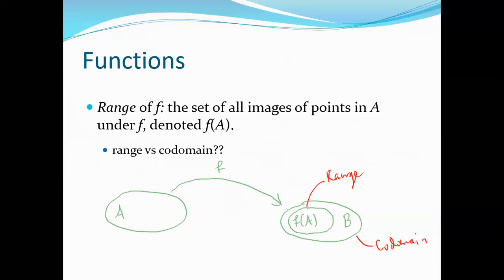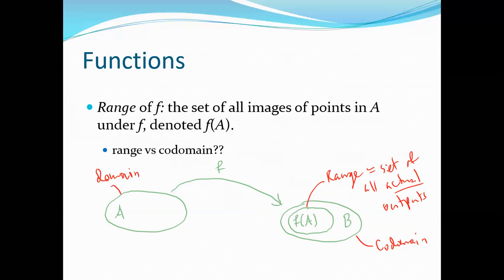Okay, so the range is the collection of all images of things in A. Does that make sense? So it's the set of all actual outputs, right? Range is the set of all actual outputs. And you notate that by F of A, and you put a capital A in there because you're thinking of taking the image of any possible input from A. And of course, A, this guy is called the domain.